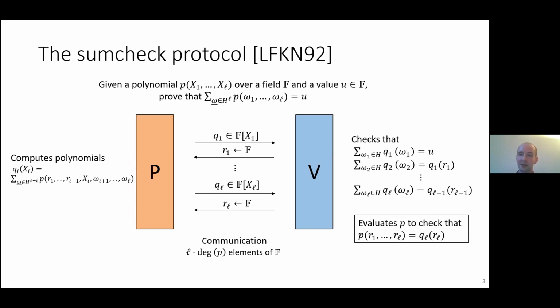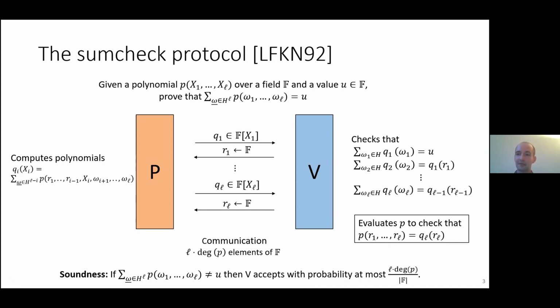The communication cost of the sum check protocol is the number of variables in the polynomial multiplied by the degree of the polynomial, in finite field elements. The soundness guarantee of this protocol is that if the polynomial evaluations don't sum up to the right thing, then the verifier should accept with probability proportional to the number of variables times the degree over the size of the finite field.